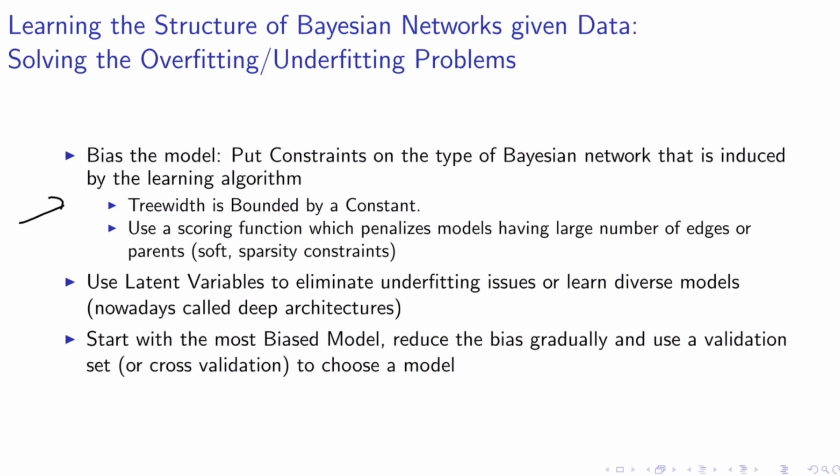Okay, and the way we put bias in our model is we put constraints on the type of Bayesian networks that will be induced by our learning algorithm, right? So induced is nothing but learn, right? This is a word that I'll often use, because we are doing induction rather than deduction, right?